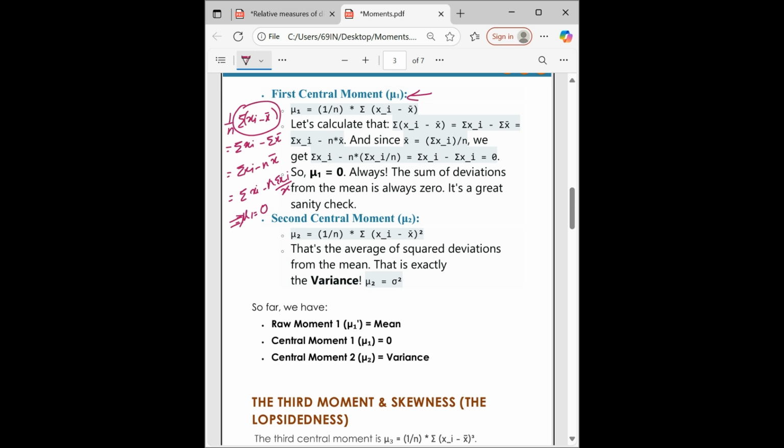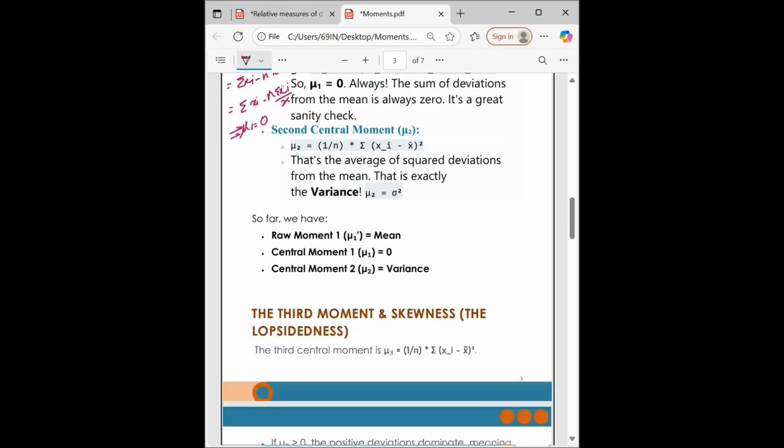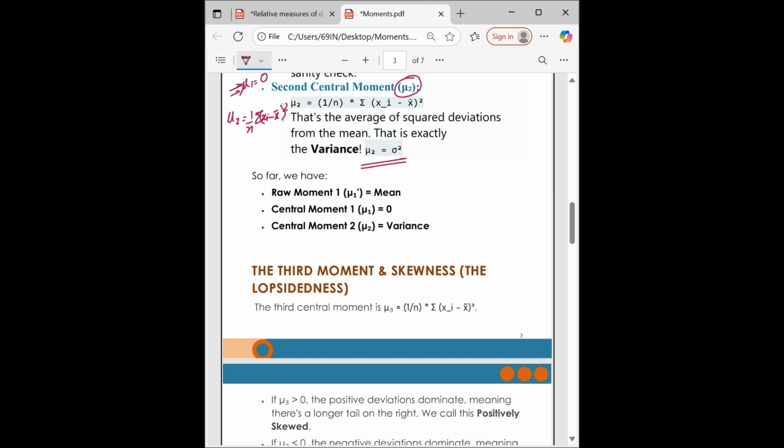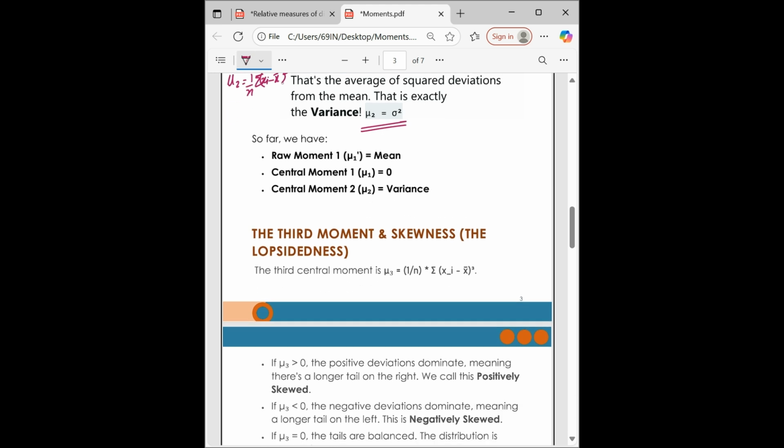Always, the sum of deviations from the mean is 0. It's a great sanity check. Now for the second central moment, mu2. Mu2 is equal to 1 by n into summation (xi minus x bar) whole square. That's the average of squared deviations from the mean. That is exactly the variance. This is huge. So far we have learned raw moment 1, mu1 dash, is equal to the mean; central moment 1, mu1, is equal to 0; central moment 2, mu2, is equal to the variance.